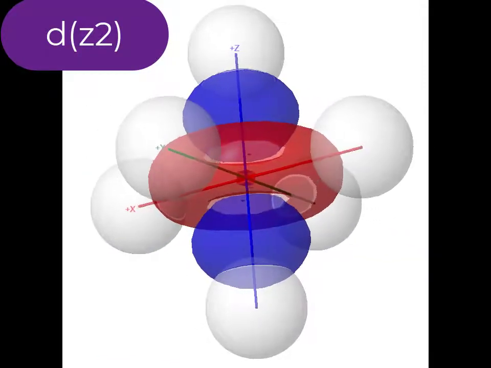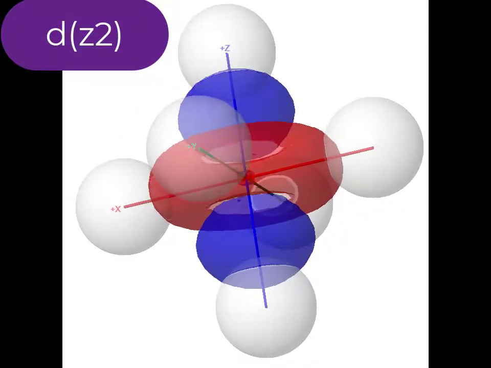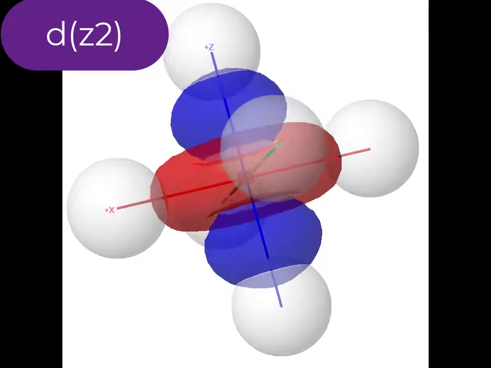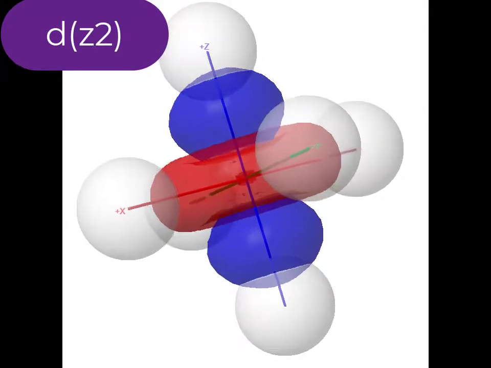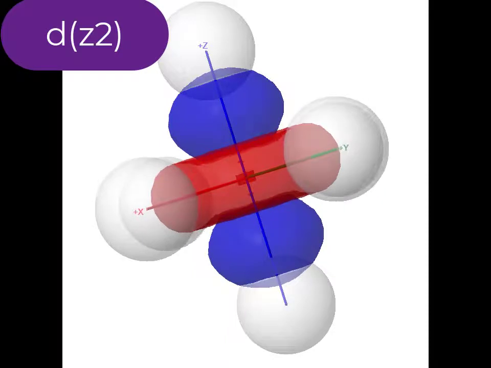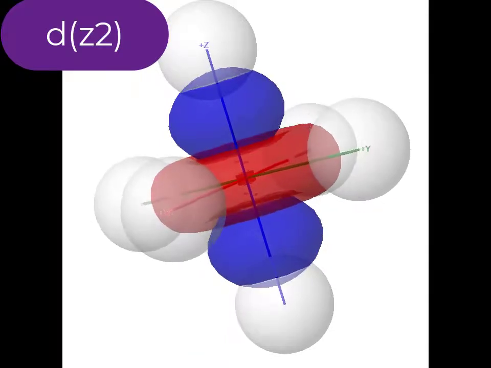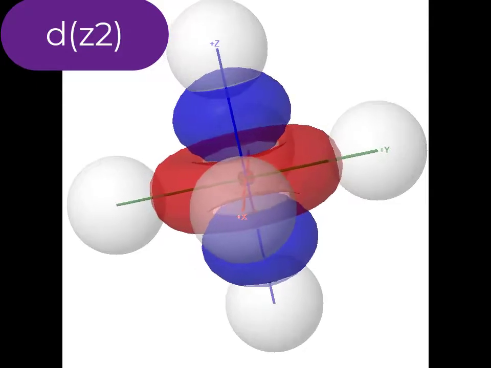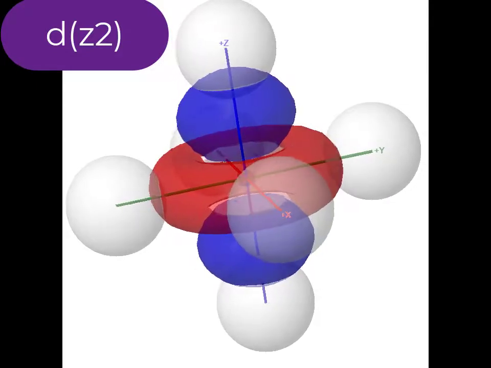So here we can see that the dz squared orbital can have significant interactions with our ligands. So that means that we could construct both a bonding and anti-bonding molecular orbital that uses our set of ligands, or a set of orbitals from our ligands, and the dz squared orbital.